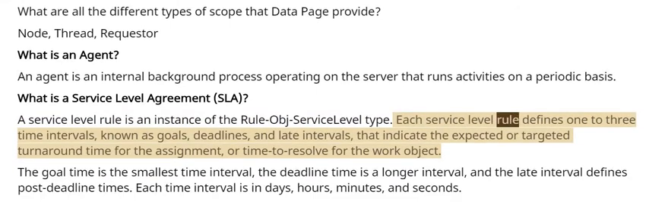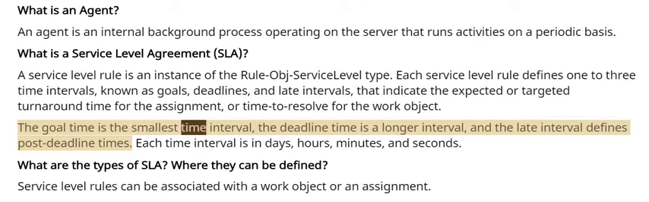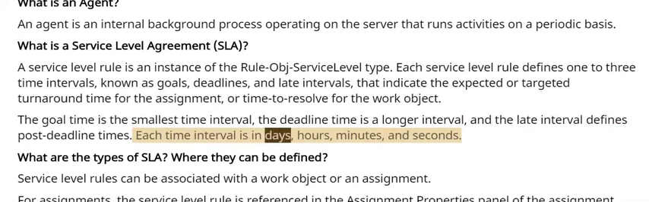Each service level rule defines 1 to 3 time intervals, known as goals, deadlines, and late intervals, that indicate the expected or targeted turnaround time for the assignment, or time to resolve for the work object. The goal time is the smallest time interval, the deadline time is a longer interval, and the late interval defines post-deadline times. Each time interval is in days, hours, minutes, and seconds.